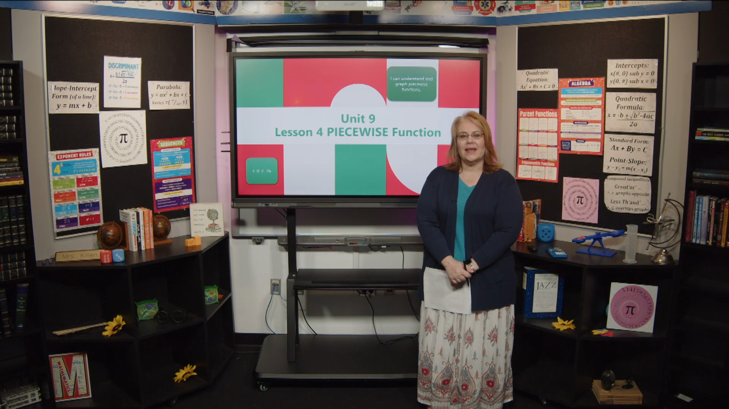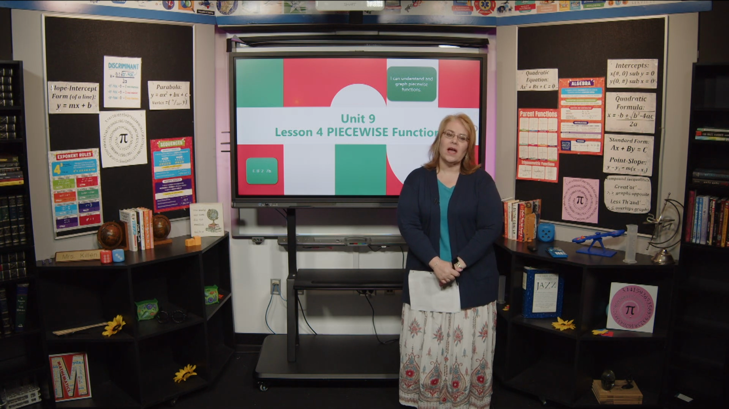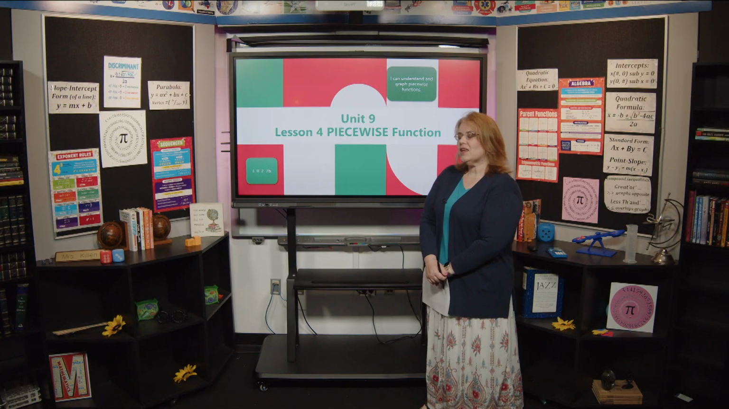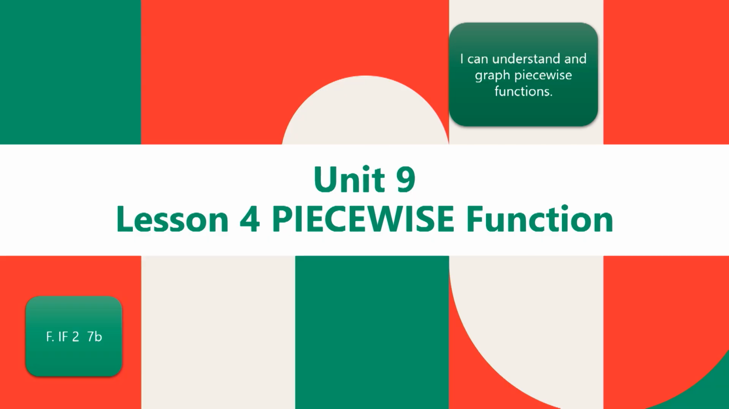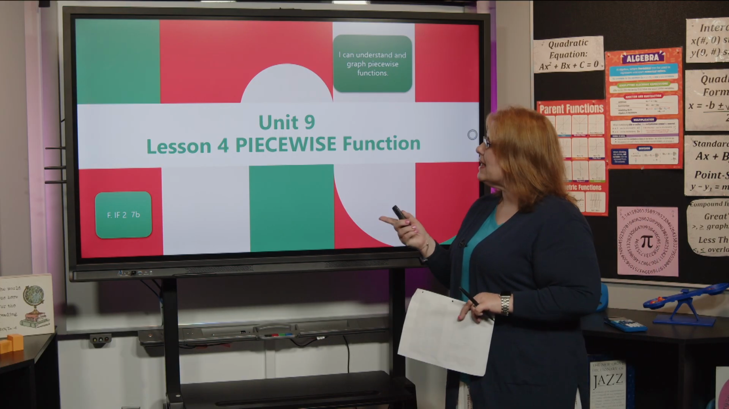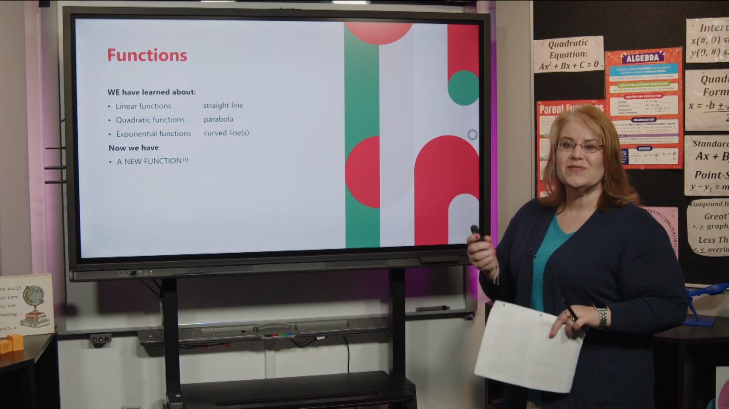We are in our 9th unit. We are looking at our functions. We have been reviewing our linear, our quadratic, and our exponential. Now we've got a new one that we're looking at. It's called a piecewise function. And we are going to be able to say that we can understand and graph a piecewise function. We're looking at F-IF.2 and 7b. So let's go ahead and look to see what this piecewise function is.